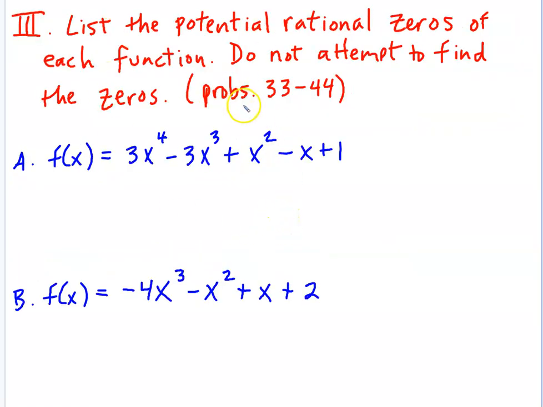Okay, so now let's talk about the rational zeros, how to find potential rational zeros. And this is the rational root theorem. Some people call it the rational zeros theorem. And it works like this. The rational root theorem, I'll write that down for you.